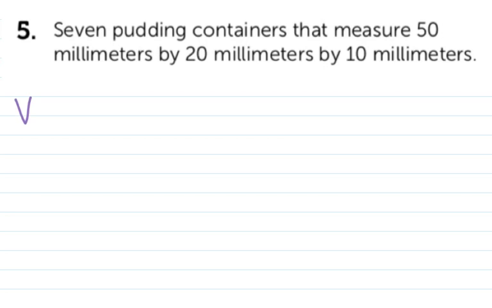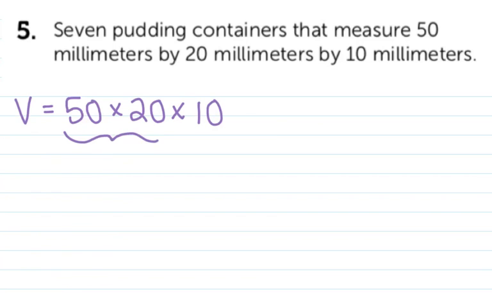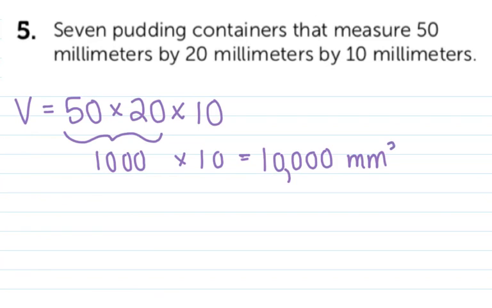So my volume would be 50 times 20 times 10. So 50 times 20 would be, I'm going to put this down here because there's going to be a lot of zeros. 50 times 20, 5 times 2 is 10, and then 2 more zeros, so that's 1,000 times 10. That would give me 1, 2, 3, 4 zeros, so 10,000 millimeters cubed.